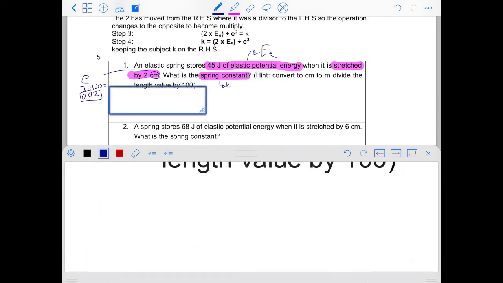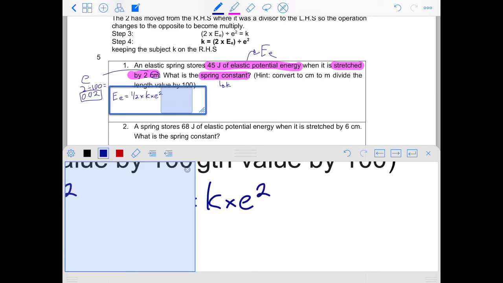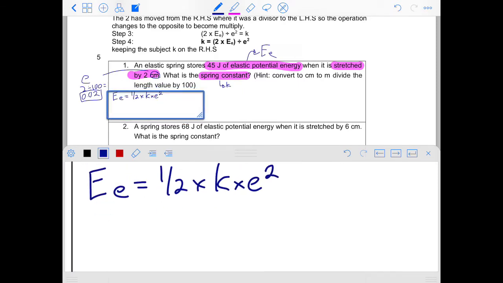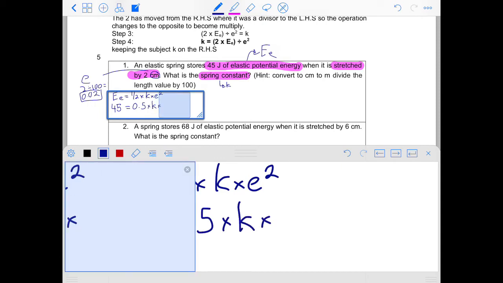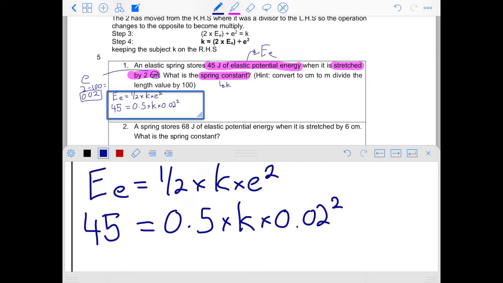The easiest way to do this is the exact same steps, the exact same way. So we figured out what we need. We know we have our elastic potential energy, extension, and spring constant. So we write down our formula, which includes those things. Our elastic potential energy is equal to 1/2 times our spring constant times our extension squared. And then, again, we plug in the values we know. We know our elastic potential energy is 45. Note 1/2 is the same as 0.5. We don't know our spring constant, so we just write the letter k. And we know our extension, 0.02 squared.